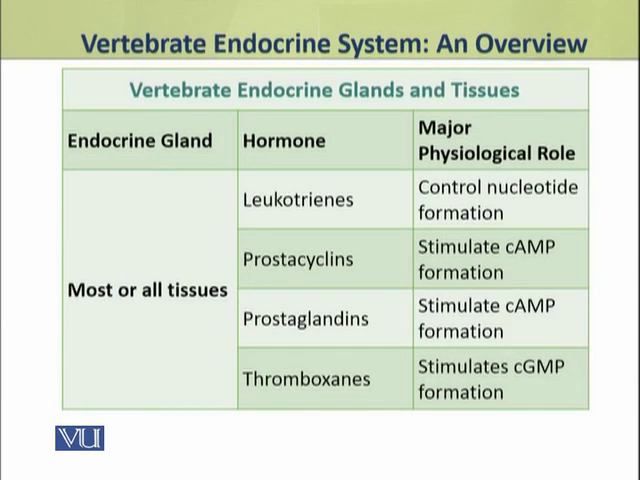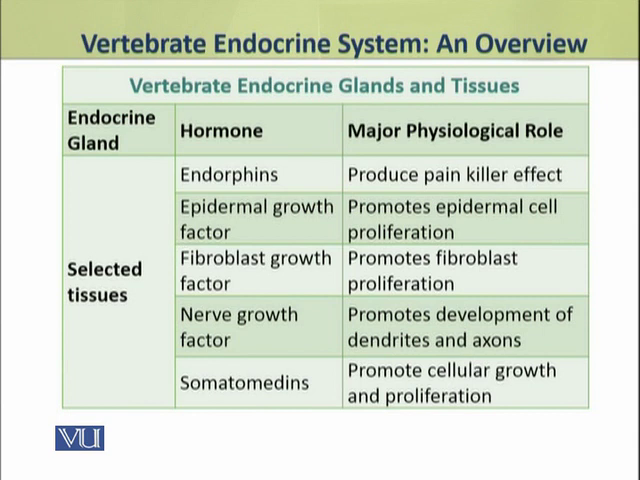Dear students, some hormones and hormone-like substances are produced by most or all tissues of the body. These hormones include leukotrienes, prostacyclins, prostaglandins, and thromboxanes. These control various nucleotide formation and cyclic AMPs and cyclic GMPs. The hormones which are produced by more than one selected type of tissues include endorphins, epidermal growth factor, fibroblast growth factor, nerve growth factor, and somatomedins.